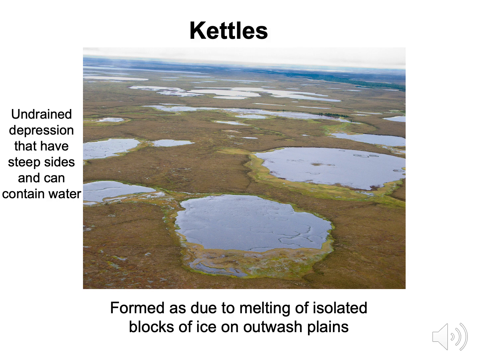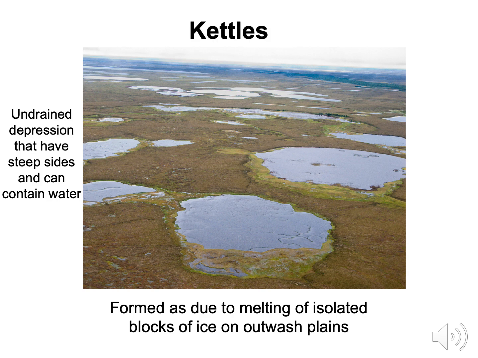The final feature that I want us to investigate in a once glaciated landscape is something referred to as a kettle or a kettle lake. A kettle is an undrained depression that has steep sides and it can contain water. So we see a great example on the screen. There are actually many different kettles in this image where they look like very small lakes here.